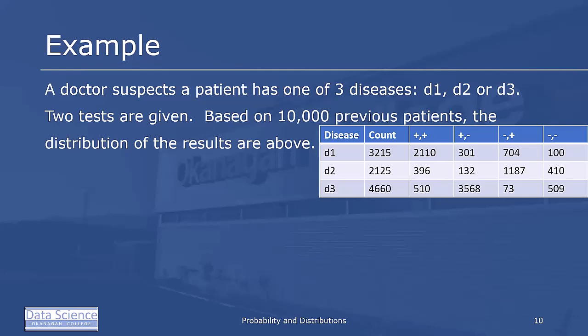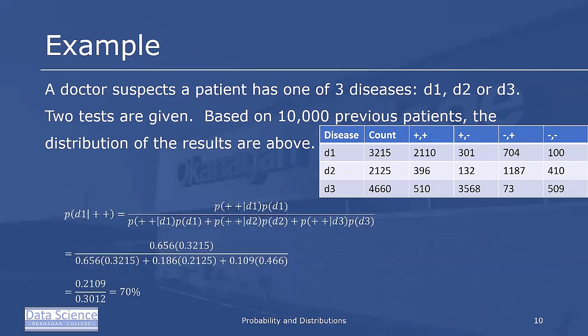So let's take a look at the probability that a patient has disease 1, given that they got two positive tests. The probability of having disease 1, given two positive tests, is the probability of having two positive tests, given that you have disease 1, times the probability of disease 1, divided by the probability of two positive tests, given that you have disease 1, times the probability of disease 1, plus the probability of having two positive tests, given that you have disease 2, times the probability of disease 2, plus the probability of having two positive tests, given that you have disease 3, times the probability of disease 3.